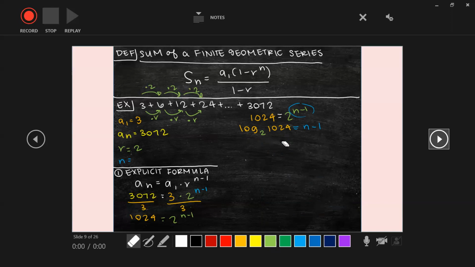So what is log base 2 of 1024? It's going to be 10. And we still have that n minus 1 on the other side. We can solve that. N is going to be equal to what? 11.